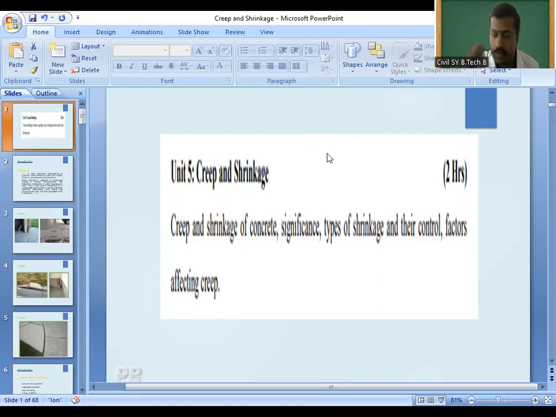Sorry for the disturbance caused. So we are going to start these two things to learn, that is what is creep and what is shrinkage. I think we just require this session, and maybe in the next session we will take the further part. It's a very short unit, so we are going to complete this in today's session, or maybe we will take the next session also. So let's begin the session without wasting more time.